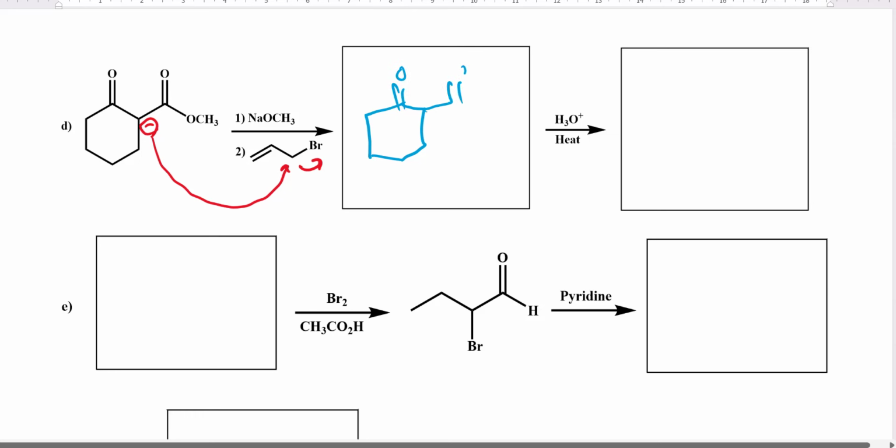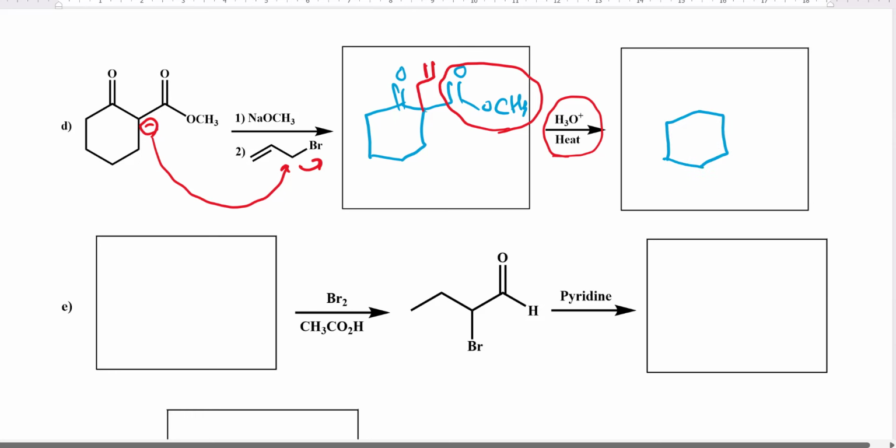here on the alpha position, we will have an alkyl group from this reaction. Then the next step is a hydrolysis reaction, acidic condition and heat. In the beta keto ester, the ester functional group converts to the carboxylic acid. Then the carboxylic acid loses carbon dioxide, a decarboxylation reaction, and leaves the structure. So what is remaining at the end is this ketone.